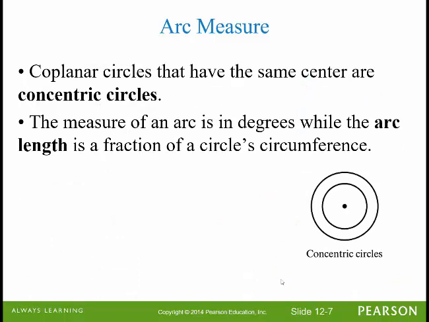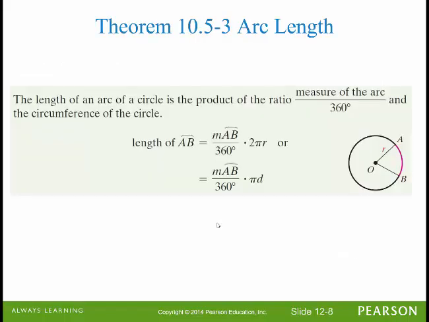Some other things. Coplanar circles that have the same center are what we call concentric circles. These two right here are concentric circles because they have the same center. The measure of an arc is in degrees, while the arc length is a function of the circle's circumference. Remember that the measure of an arc is in degrees, but the arc length is different. That's a measure of the circumference, and circumference is the total distance around a circle.